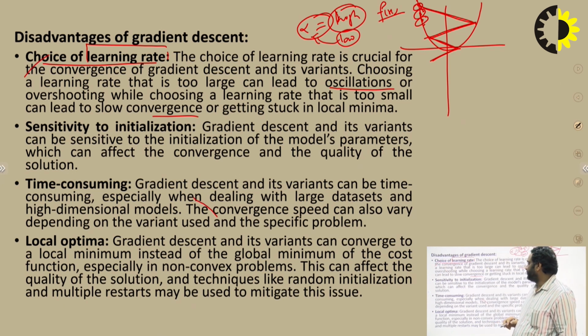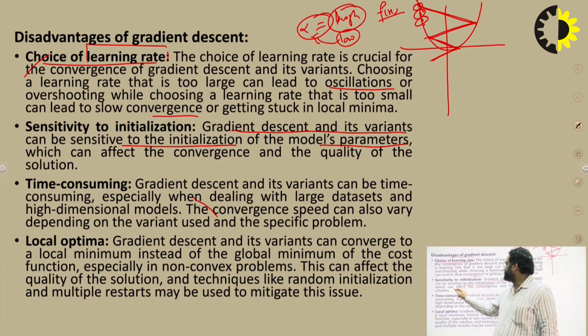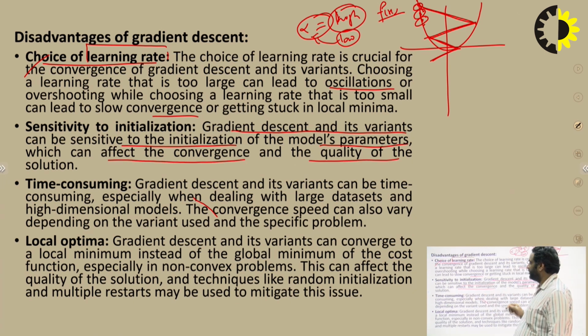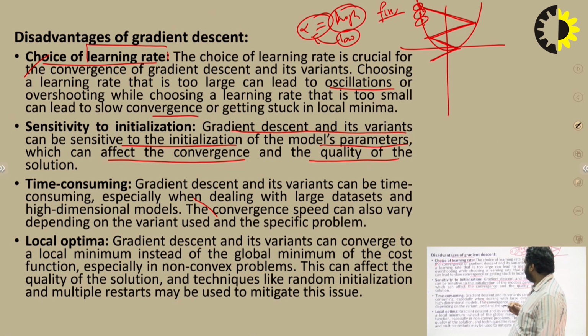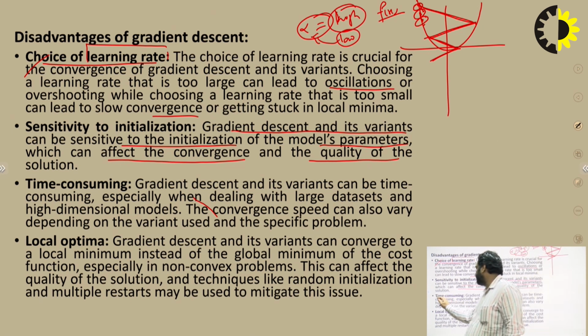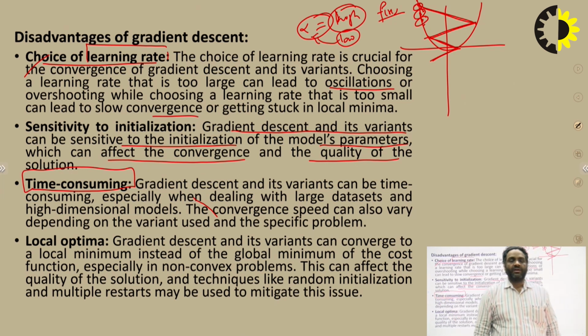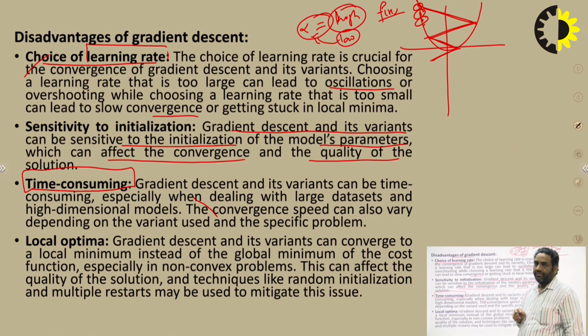Then sensitivity to initialization. Gradient descent and its variants can be sensitive to the initialization of the model's parameters, which can affect the convergence and the quality of the solution. So this is also a disadvantage. It means choosing the initial point is very difficult, or we can say sensitive. Next is time consuming. It is a very naive method. So as an initial optimization technique, it will take more time, or we can say time consuming is a very big concern.